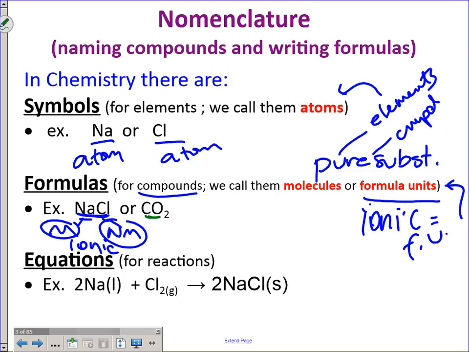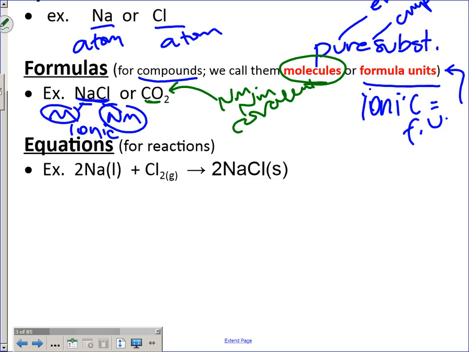So at this point, tell me, is the CO2 ionic or covalent? That's covalent because it's nonmetal and nonmetal. So that's our covalent molecule. Where we had an ionic formula unit, we have a covalent molecule. So we're just learning the terminology that's associated with ionic or covalent. If I say molecule, you're visualizing that two nonmetals have come together.